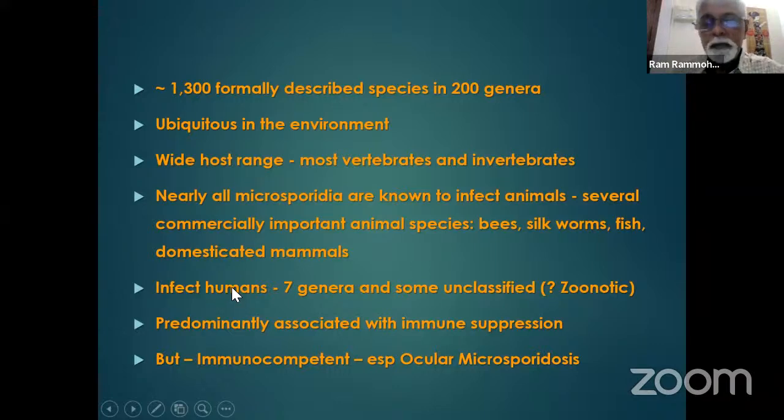For humans, so far, we know that there are at least 7 genera and some unclassified, which have been implicated and proven to cause human infections. There is a zoonotic component to these fungi and how they jump onto humans, probably from some of these animals. Predominantly, the earlier descriptions were that these were associated with immune suppression, earlier described in HIV patients. But at least as ophthalmologists, we do know that a large number of our patients are immunocompetent.